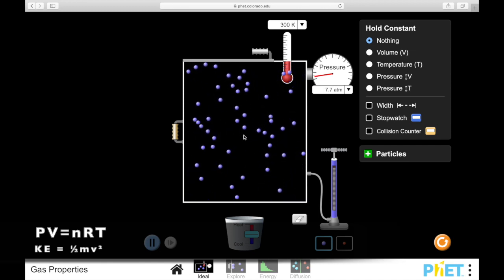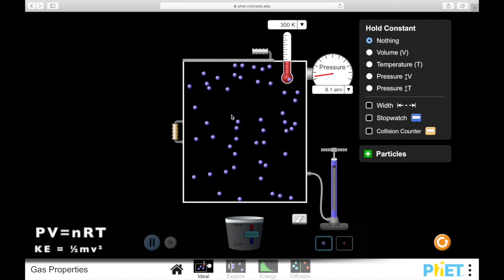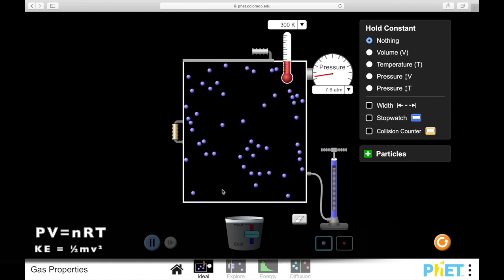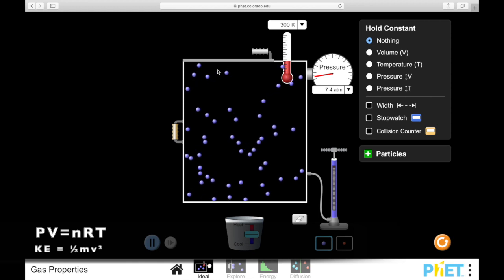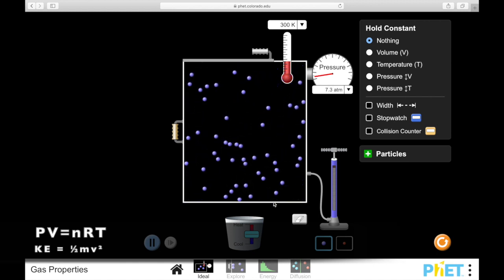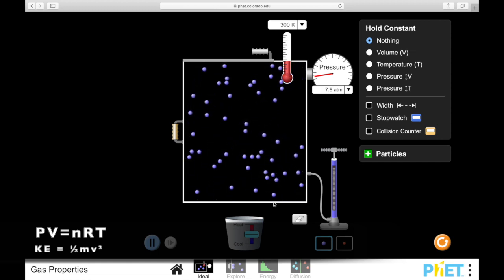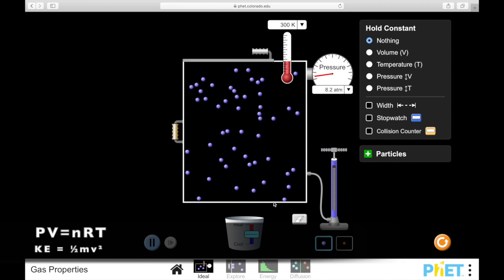So next what we're going to do is hold the number of moles constant. We'll hold the volume constant, and R is a constant. Now let's change the temperature. What would happen to the particles if we added heat, if we raised the temperature? What's your hypothesis? What will happen to pressure if we raise the temperature?